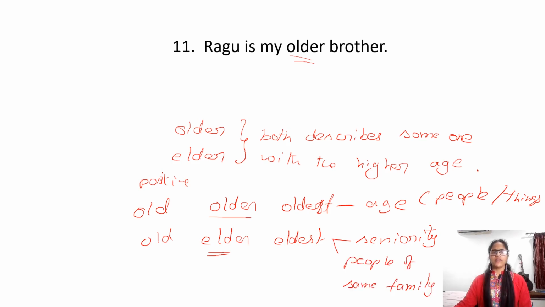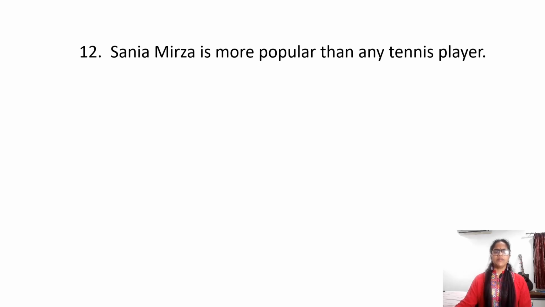Here Raghu is my older brother. Family member and he is a person. So instead of older, we should use elder. Raghu is my elder brother is the correct answer. Now here is the next one. Sania Mirza is more popular than any tennis player. Sania Mirza is compared with other tennis players, right? So here we need any other tennis player. So Sania Mirza is more popular than any other tennis player is the correct answer.